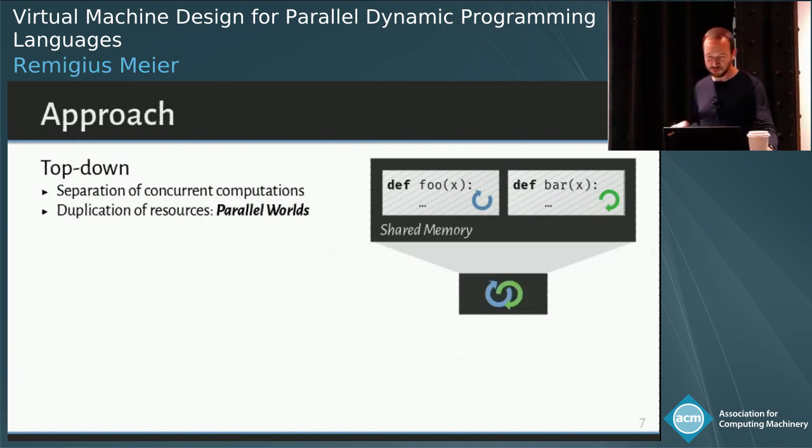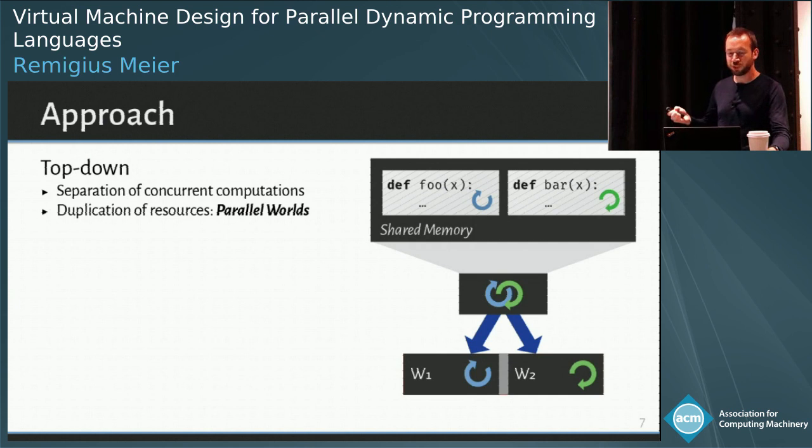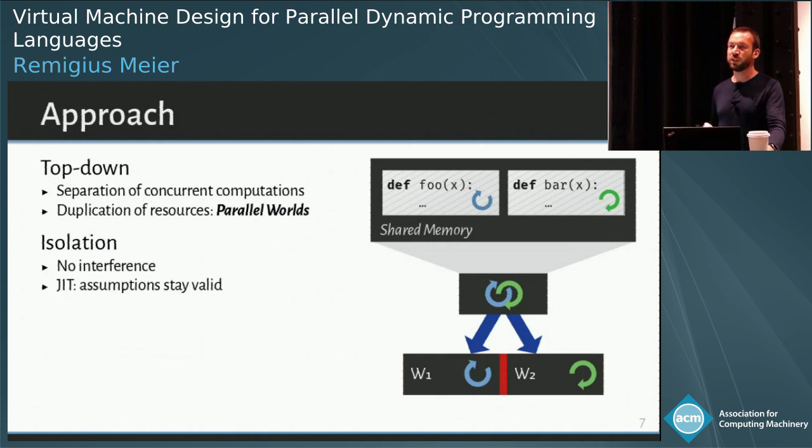So in a more abstract form, we have these concurrent computations in this shared memory that are kind of entangled and can access each other's memory. And the first step is simply to duplicate the shared memory, create two worlds which are identical, and then have the computations, one computation per world. Right. Of course, we also isolate these worlds from each other, which means that we don't have any interference. So if you run in one world, you will not see intermediate changes coming in from another world. This is important for the just-in-time compiler that needs to make assumptions which need to stay valid for a bit. Otherwise, it cannot optimize.